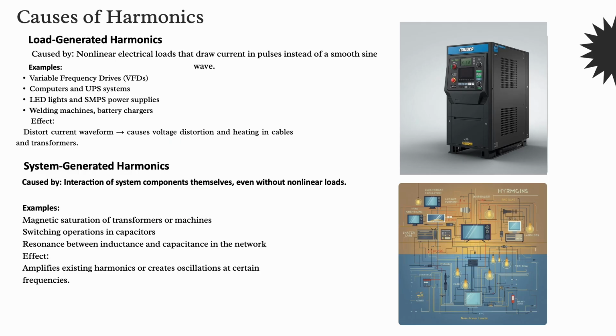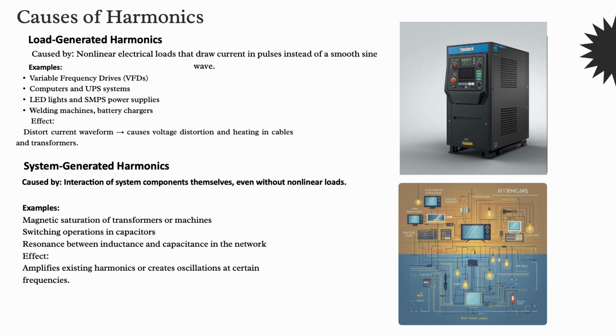So now we will talk about another important topic, causes of harmonics. Harmonics can originate from different sources, like load generated harmonics and system generated harmonics. Load generated harmonics occur when non-linear devices draw current in pulses instead of smooth waves. Common examples include VFDs, computers, UPS, LED drivers, welding machines, and chargers. These cause current waveform distortions, which in turn distort the voltage.